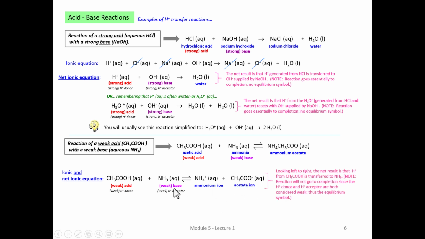So looking left to right, the net result is that an H plus ion is transferred to the ammonia. The reaction does not go to completion, thus the equilibrium sign, because both the acid and the base are considered weak. Now, it is possible to estimate which side of this equilibrium is favored without doing any heavy-duty calculations. We'll demonstrate how to do that in upcoming slides.